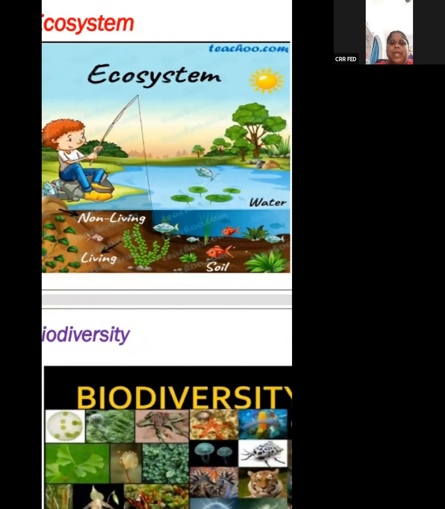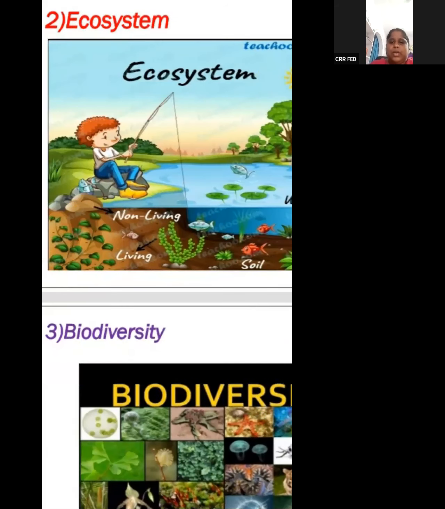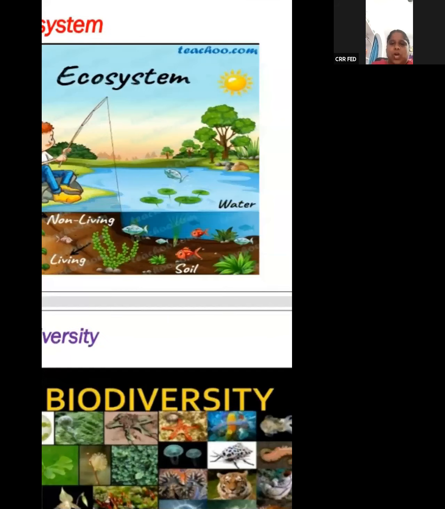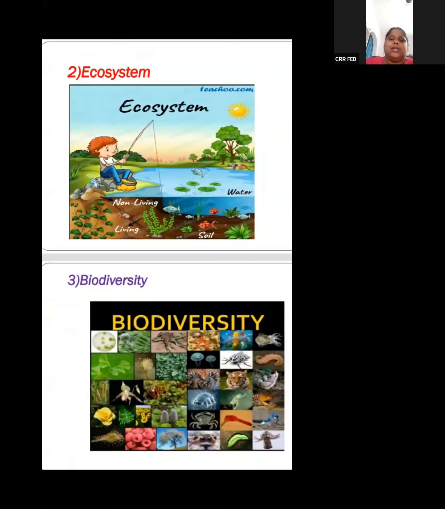At the same time, there are non-living components also, water and sun. Next, soil and minerals present in the soil. These come under the non-living environment. So an ecosystem is defined as a structural and functional unit of the atmosphere. It has biotic and abiotic components which are interacting with one another and depending upon one another. That is known as an ecosystem.